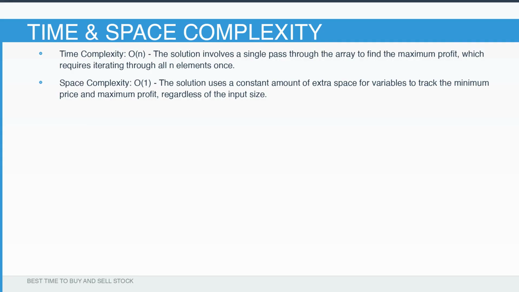Next, we have a space complexity of O(1). This indicates that our solution doesn't need to use extra space that grows with the input size. We only need a couple of variables to keep track of the minimum price we've seen so far and the maximum profit we can achieve. It's like carrying a small notebook. No matter how many houses you check, you only need one notebook to jot down your notes. By understanding these complexities, we can appreciate the efficiency of our solution.